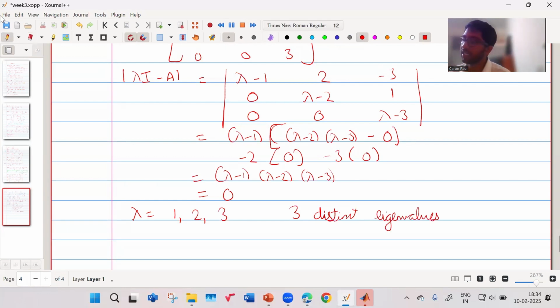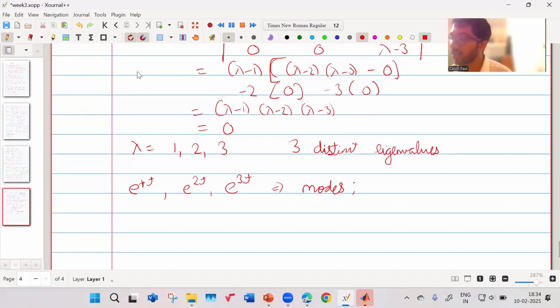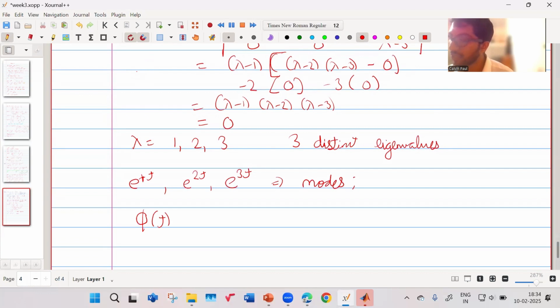So there are three distinct eigenvalues. And what will be the modes? The modes will be e to the power t, e to the power 2t, e to the power 3t. So phi of t will be a linear combination of e to the power t, e to the power 2t, e to the power 3t.